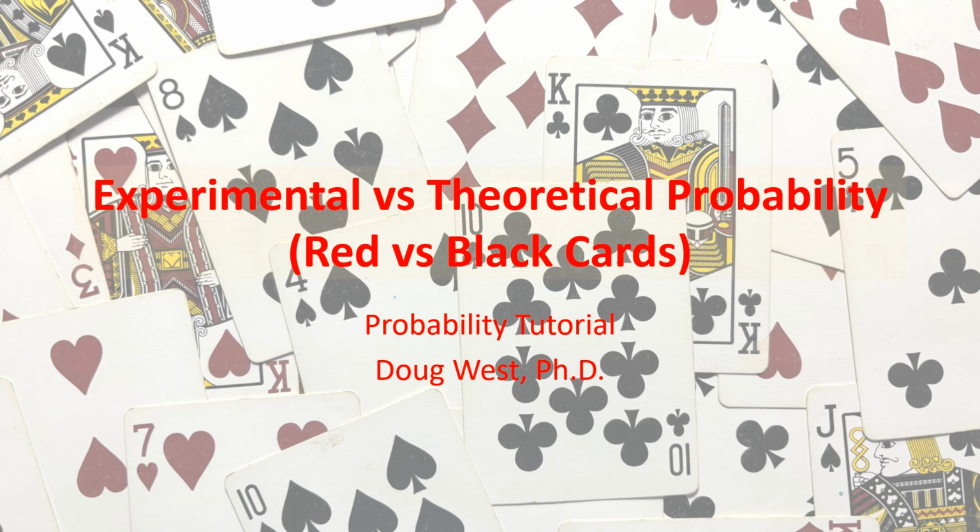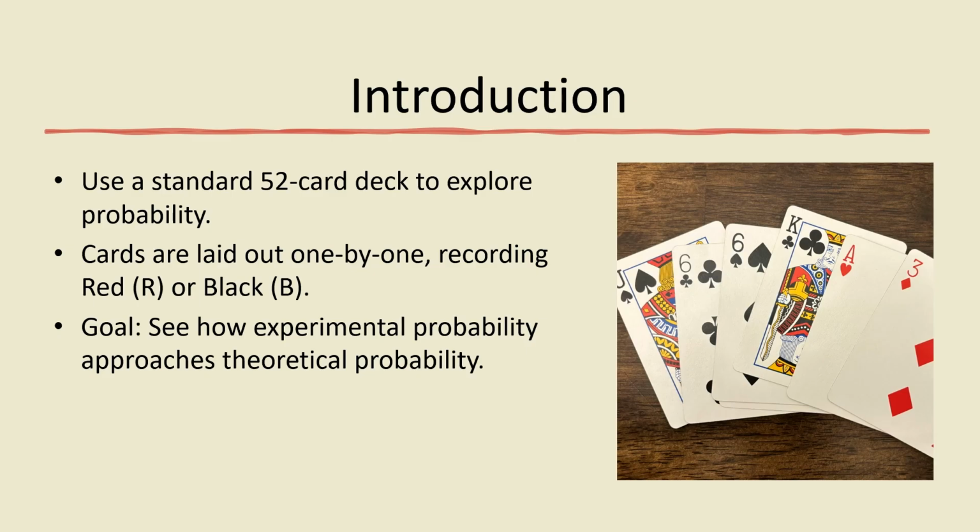Welcome to my video on experimental versus theoretical probability, red versus black cards. In this video, I've got a deck of 52 playing cards, and in that deck, half the cards are red and half the cards are black. This is your standard card deck, so you've got the black and then the red. And the goal is to see how the experimental probability approaches the theoretical.